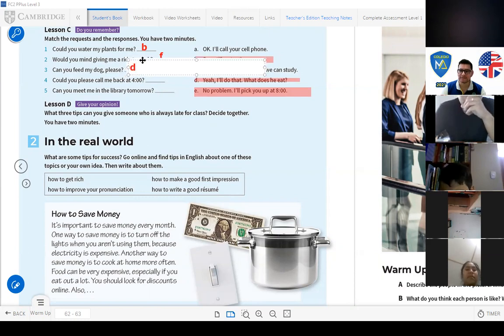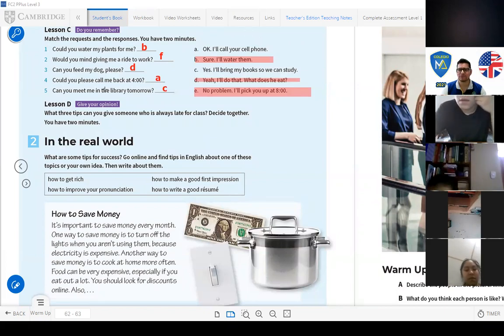Okay, next. Can you please call me back at 4? Call me back at 4. Okay, I'll call your cell phone. No, I think this should be the letter A. Finally, can you meet me in the library tomorrow? Yes, I'll bring my books so we can study. This is gonna be letter C.